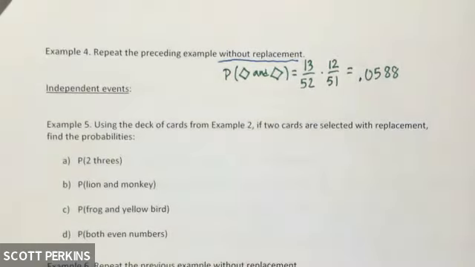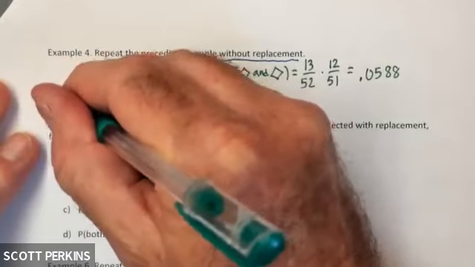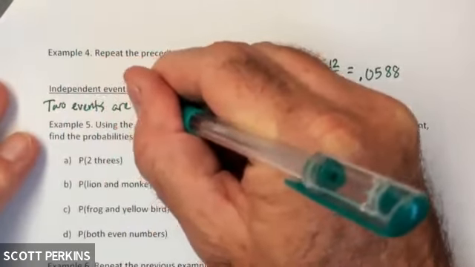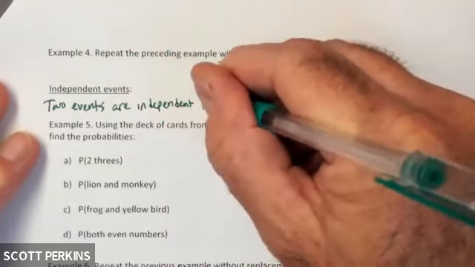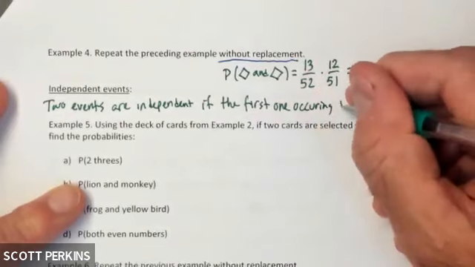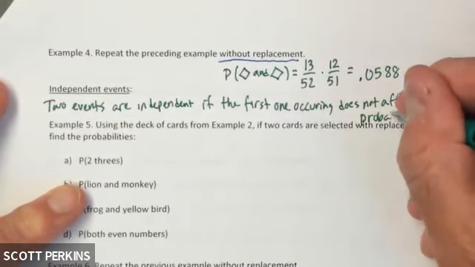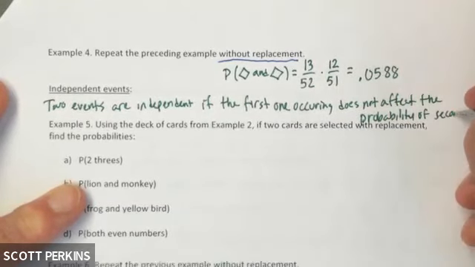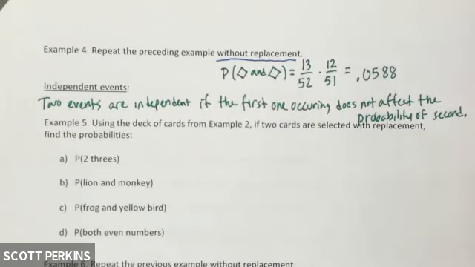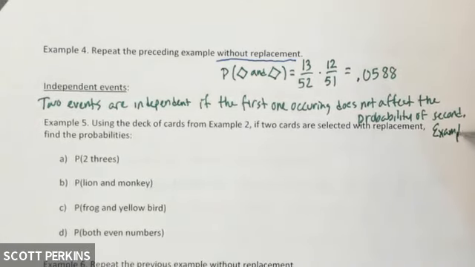So that is the idea of what's called independent events. Two events are independent if the first one happening does not change the probability of the second. Okay, so independent events: two events are independent if the first one occurring does not affect the probability of the second.